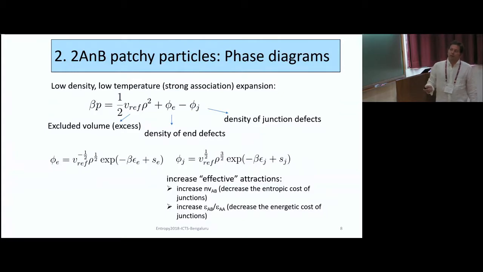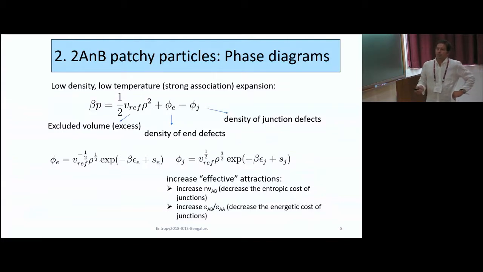So for instance, for the pressure, you have two positive terms. One just counts the excess excluded volume for the reference system, and then you have the density of end defects and the density of junction defects. And you have here this minus sign, so it seems that these junction defects will make an effective attraction that promotes a phase separation. But of course, then you have the density dependence of these two densities of junction and end defects. This rho is the total density, and you see that there are exponents not very usual. And this is really the sign of self-assembly, these 1/2 and 3/2.